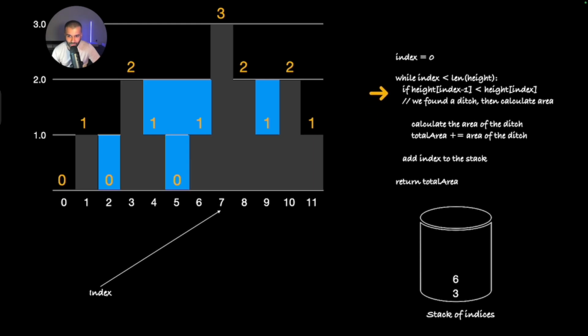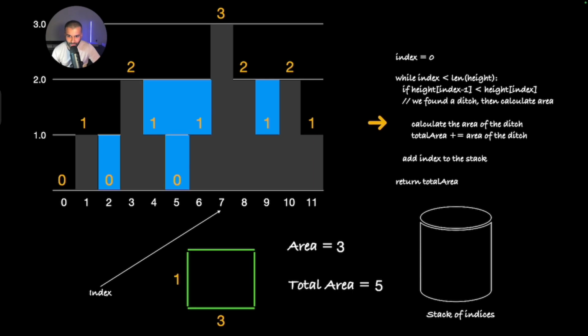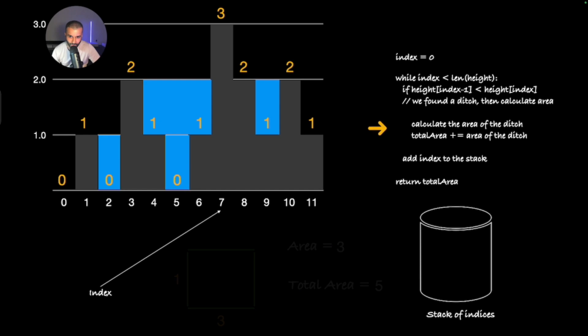And this is going to be a bit special. This is a square ditch which contains an area of 3. And if you notice, we used all the indexes in our stack to get the leftmost side of this ditch. And now we have an area of 5. Okay, so this should be fairly straightforward.